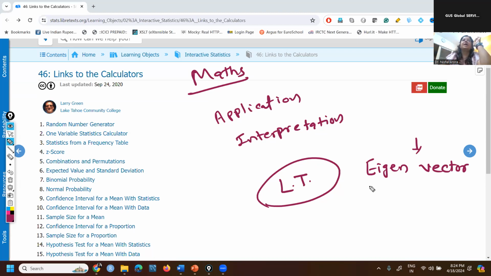Application also. If you are studying a topic, Google. These days, it's really easy. Google or use some AI tools like ChatGPT. Don't rely on it perfectly, but use it to some extent to find out applications of the topic which you are studying. This will prepare you for the interview. Right? This is really important.